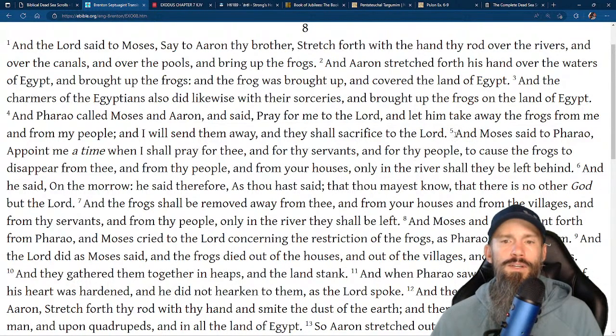That's odd. What's that? And Moses said to Pharaoh, appoint me at a time when I shall pray for thee, and for thy servants, and for thy people, to cause the frogs to disappear from thee, and from thy people, and from your houses. Only in the river shall they be left behind.